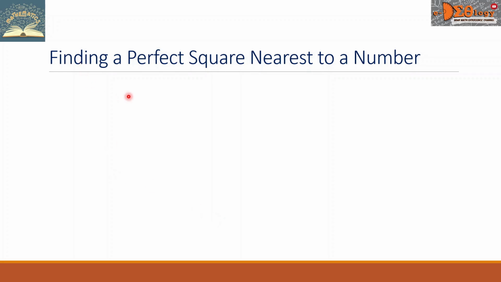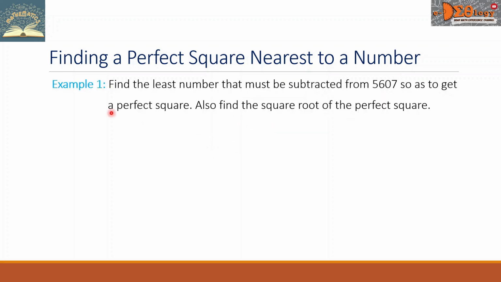Let's discuss finding a perfect square nearest to a number. Let's have some examples. Example 1. Find the least number that must be subtracted from 5,607 so as to get a perfect square. Also, find the square root of the perfect square.